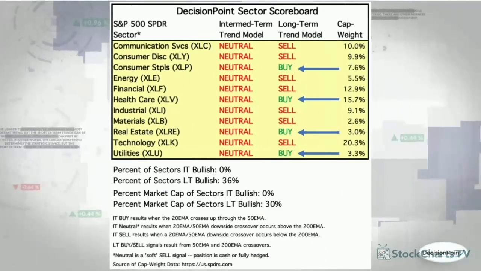All righty. And then here's our sector scoreboard. I just wanted to point out we continue to see the long-term trend model buy signals on consumer staples, healthcare, and real estate, as well as utilities. And those are our defensive sectors. So it makes complete sense that that's where we're seeing some of the strength. But I have to tell you, when I looked at those charts for all four of those, the long-term trend model buy signals are actually in jeopardy for most of those. So if we have time, we'll probably take a peek at those just so you can see what I'm talking about. Another reason to continue to look at this as a bear market situation.